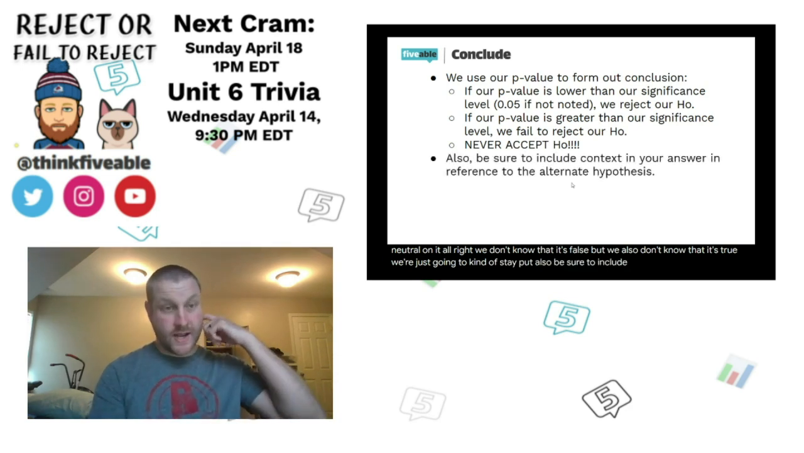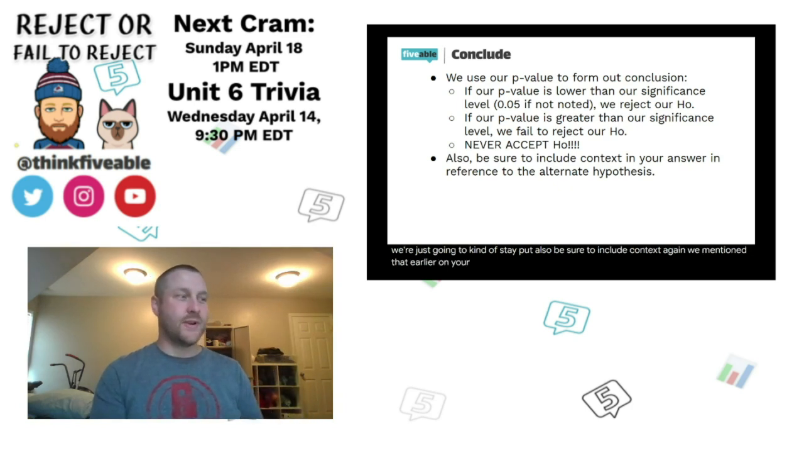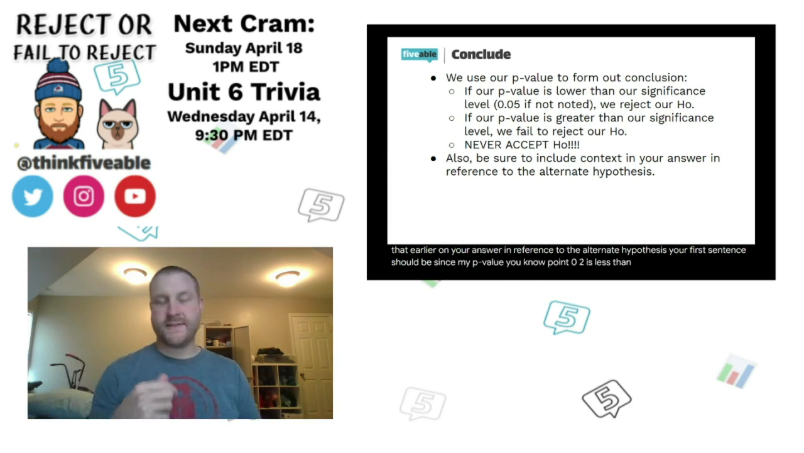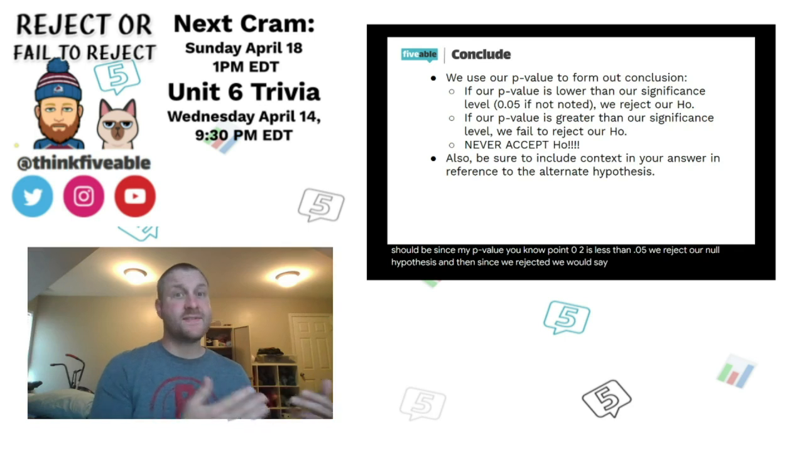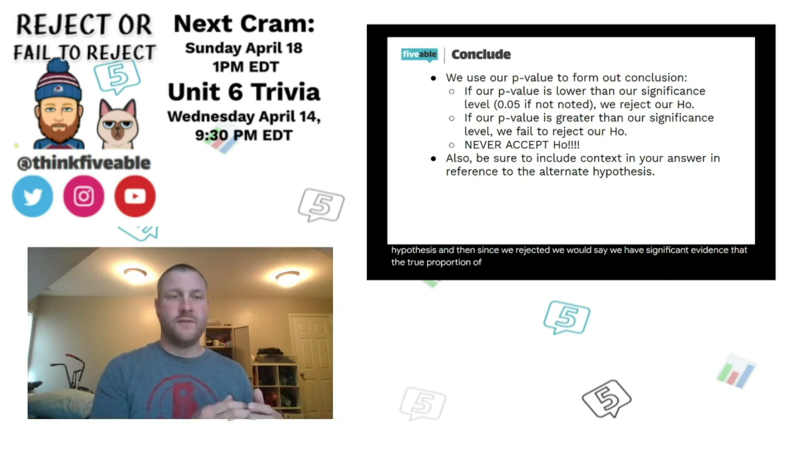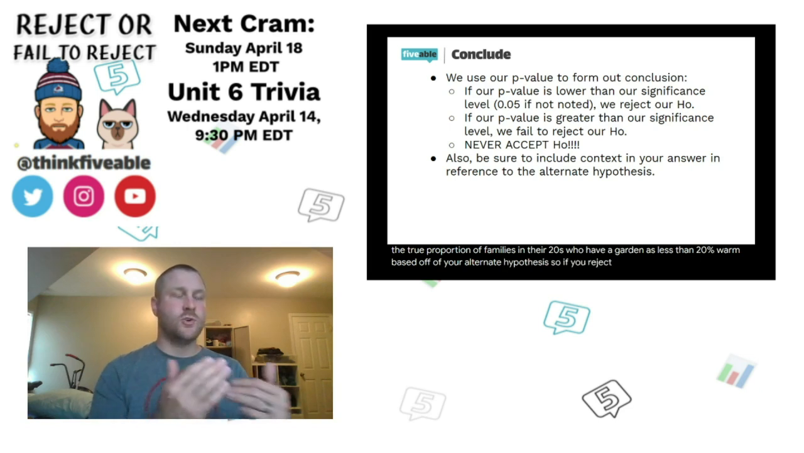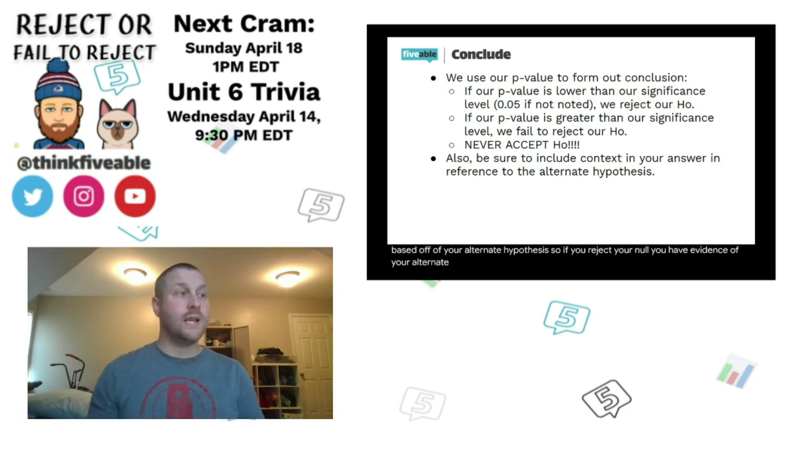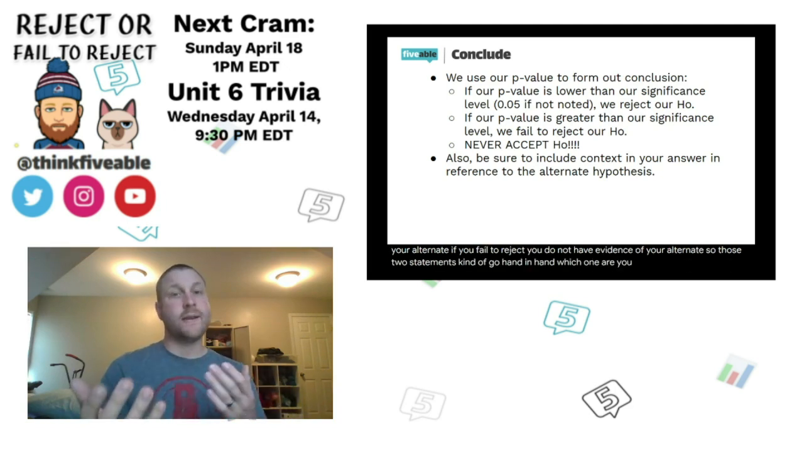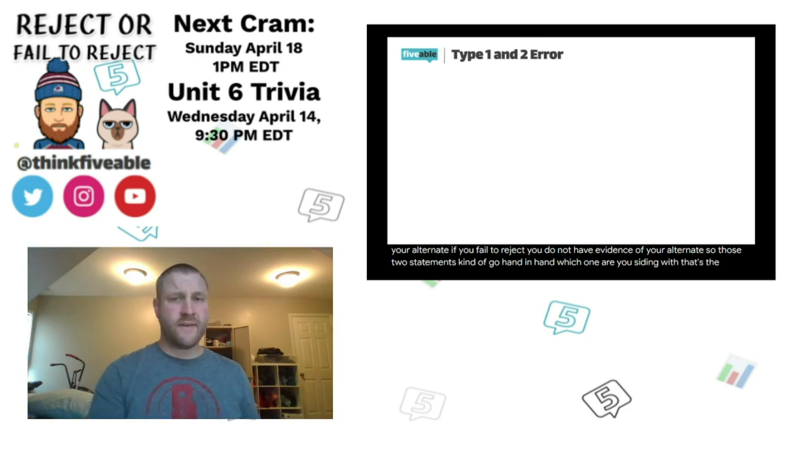Also, be sure to include context. Again, we mentioned that earlier, on your answer in reference to the alternate hypothesis. Your first sentence should be, since my p-value, 0.02, is less than 0.05, we reject our null hypothesis. And then since we rejected, we would say we have significant evidence that the true proportion of families in their 20s who have a garden is less than 20%, or whatever the context is of the problem based off of your alternate hypothesis. So if you reject your null, you have evidence of your alternate. If you fail to reject, you do not have evidence of your alternate. So those two statements kind of go hand in hand. Which one are you siding with? That's the one you have evidence for.